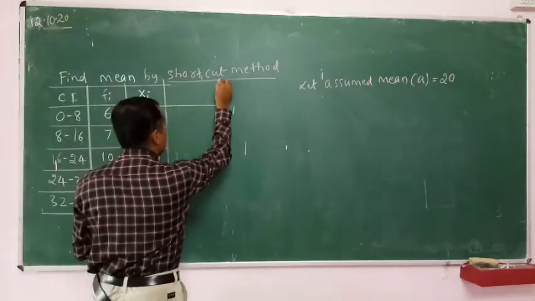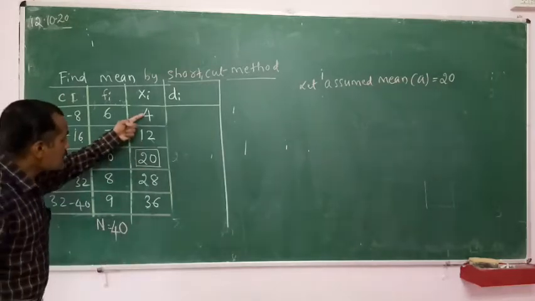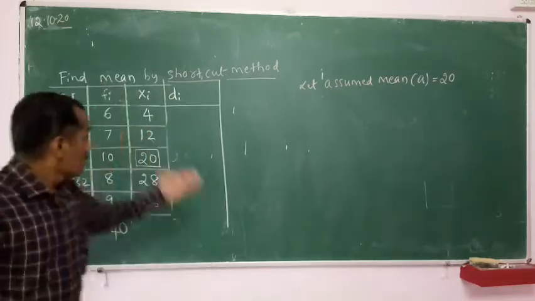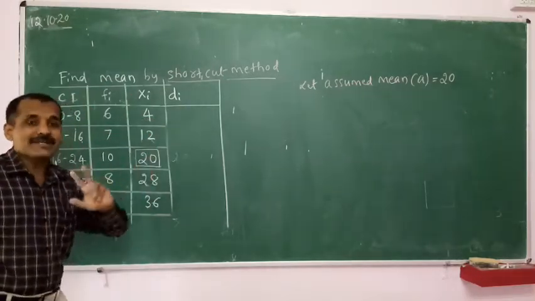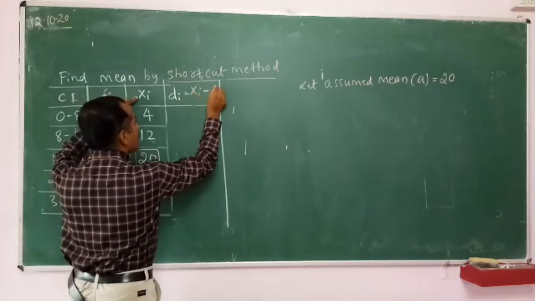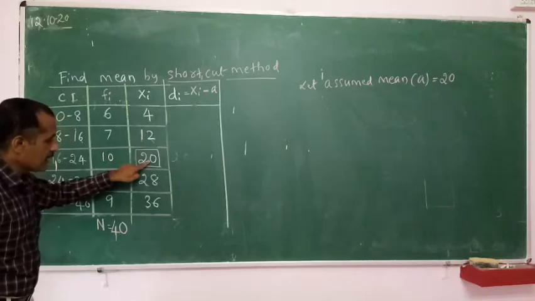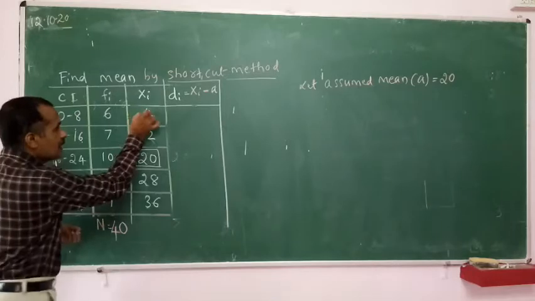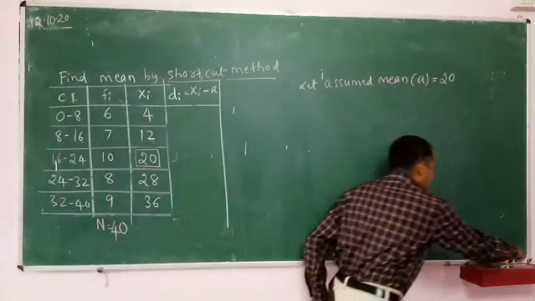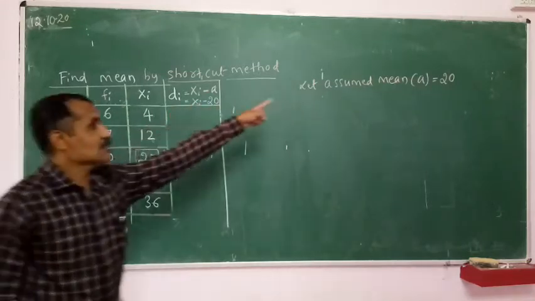Now I will go to my next column, which is called di. What is di? It is the difference between xi and the assumed mean. In statistics we call that the deviation. How far or how short this value is from the assumed mean is called the deviation. So di is equal to xi minus A: each value is xi, minus A, the assumed mean. Here, that is xi minus 20. Why 20? Because 20 is the assumed mean.